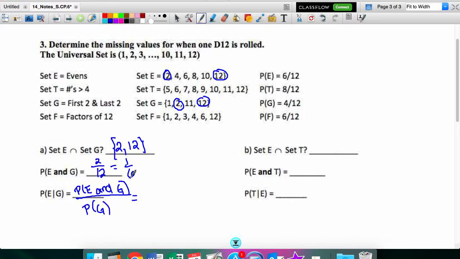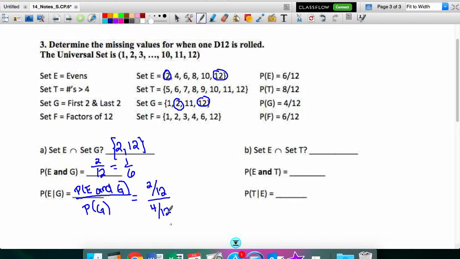Now I did reduce it because that was the final answer for the probability, but I'm going to actually use what I call the raw form, the unreduced form. And there's going to be a reason for that here in a second. So I'm going to use 2 divided by 12. Next, I'm going to find the probability of G. Probability of G is actually given to us above. However, we could have calculated it on our own. There are 4 elements out of 12, so 4 out of 12.